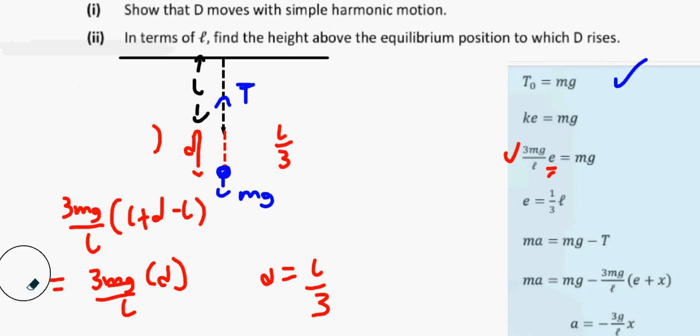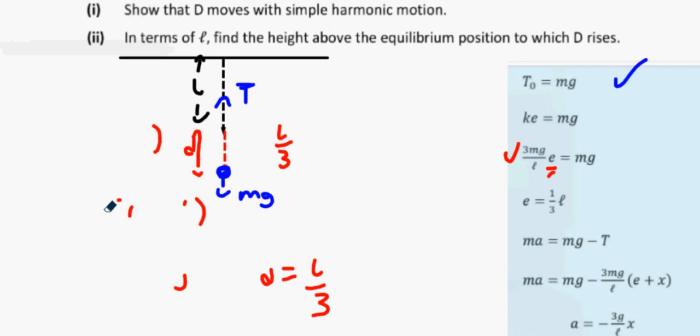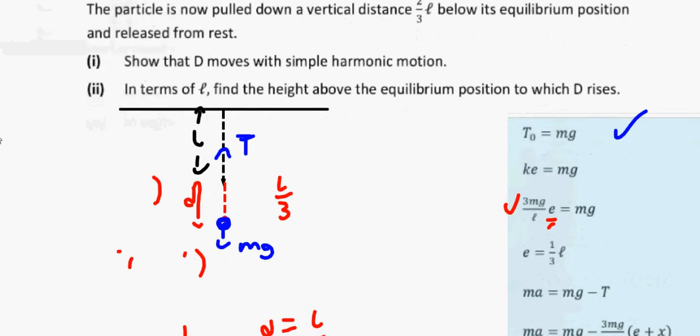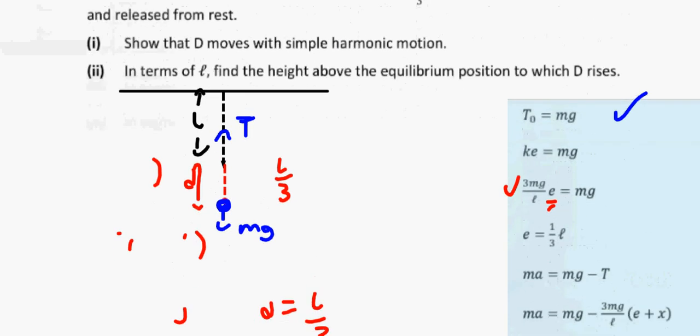Now, what happens next, lads, is we have to show that it executes simple harmonic motion. What does that always mean? You want to get it in the form a equals minus omega squared x. Show that it undergoes simple harmonic motion. Get something to do with a equals minus omega squared x. Is that cool with you guys?